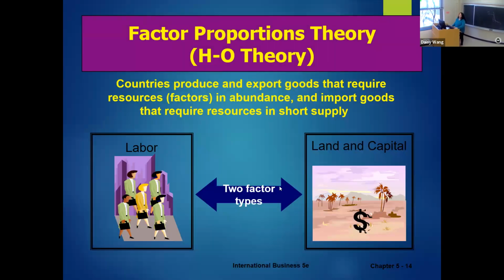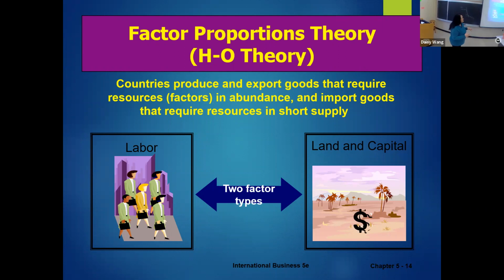And then we have another theory after that. So we have the factor proportions theory or HO theory. It's invented by two scholars. One last name started with H, one last name started with O. Okay, and it's very difficult to pronounce, so I didn't put it there. So it's the HO theory, factor proportion theory. So when we produce some product, we need resources, right?